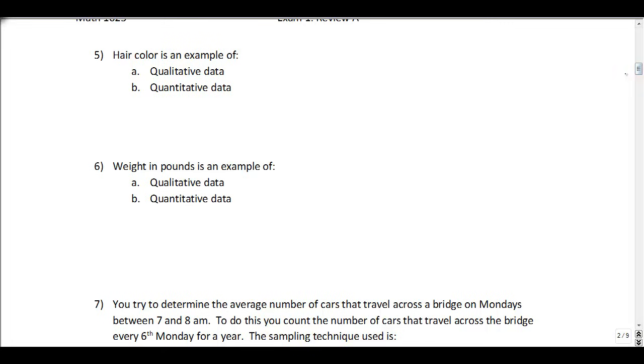Next one, more data questions here. Hair color is an example of qualitative or quantitative data. So when we have hair color, there's really no number that you could attach to that, or at least not in some sort of normal way. When we talk about hair color, we're going to talk about red, brown, black, white, gray, blonde, what have you. And so that's really categorical. It's not really a number type thing. So this would be qualitative data.